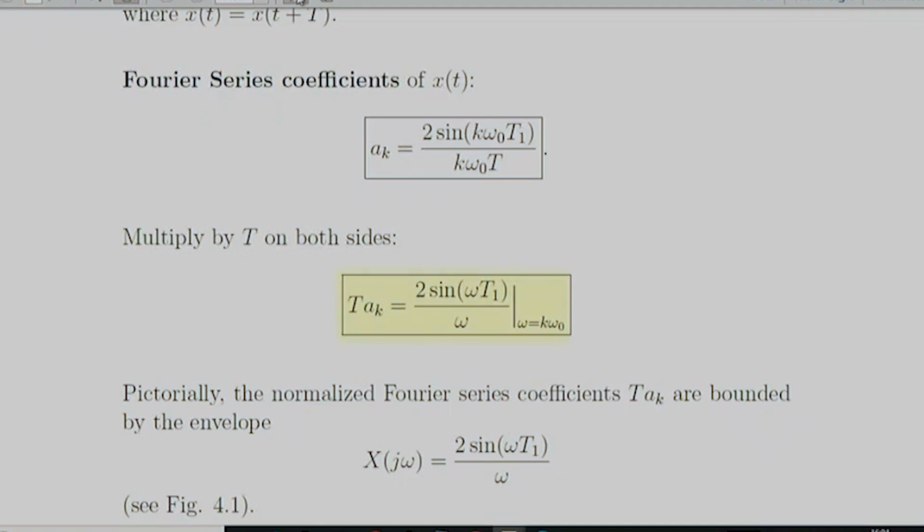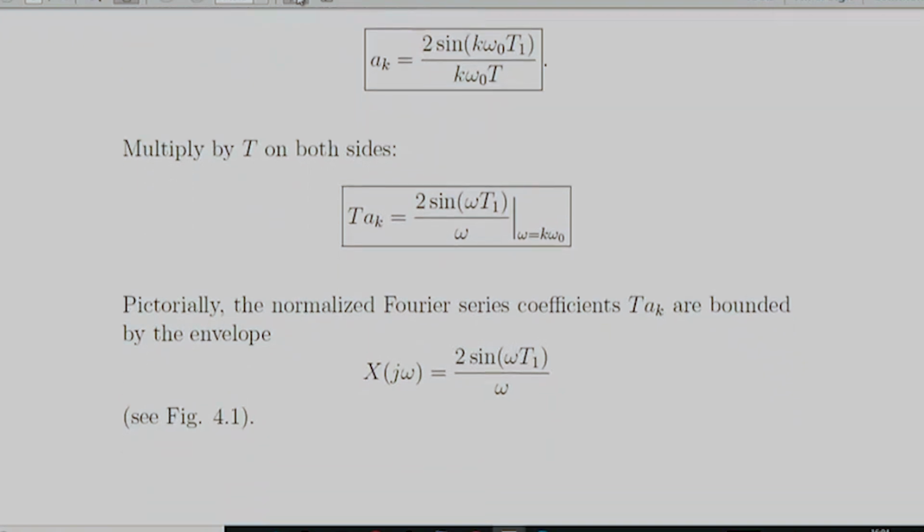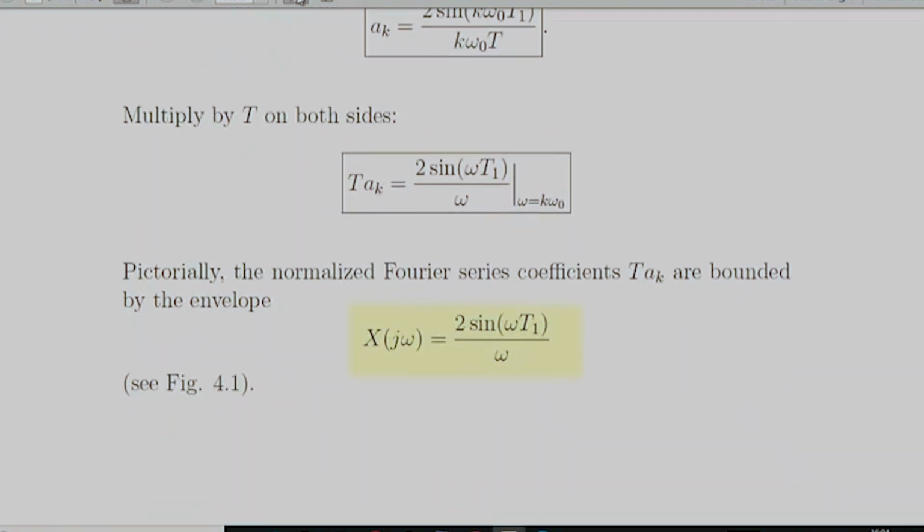at the harmonics. And so what we do is we give a name to this continuous function of frequency, which is like the envelope signal. It's going to be this continuous function, and then we just pick out certain points, the values at the harmonics, and that gives us the normalized Fourier series coefficients. We call that X of j omega, 2 sine omega T1 over omega.